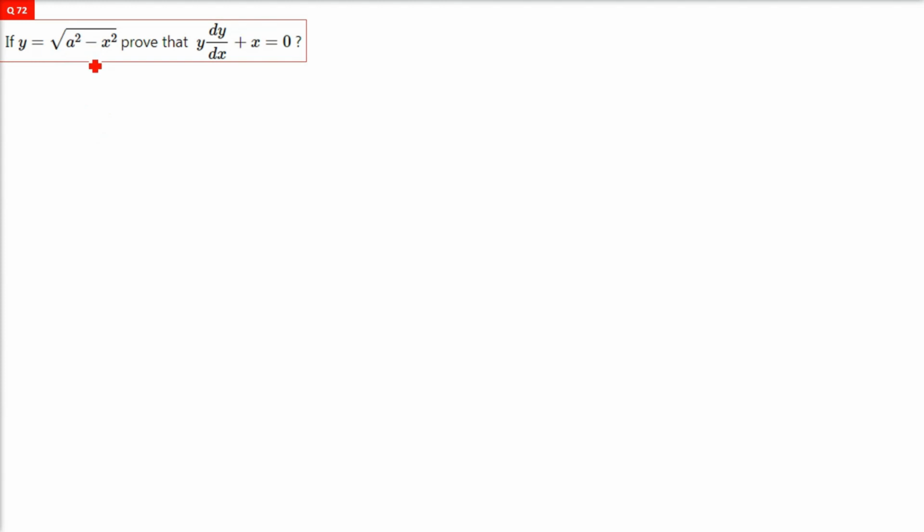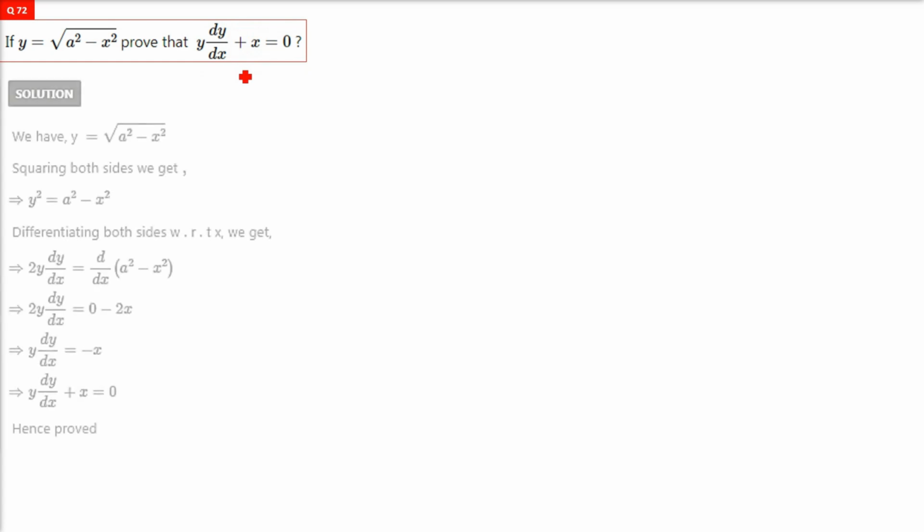Y is equal to under root a squared minus x squared. Prove that y dy by dx plus x is equal to 0. Now this you can try because this is quite easy. But for completion I'll do it.